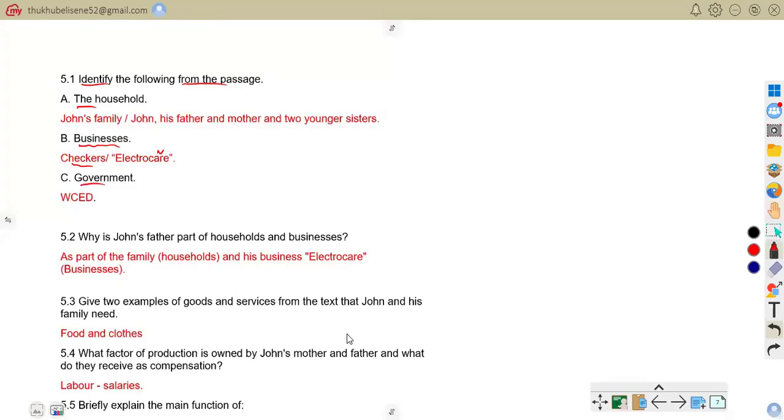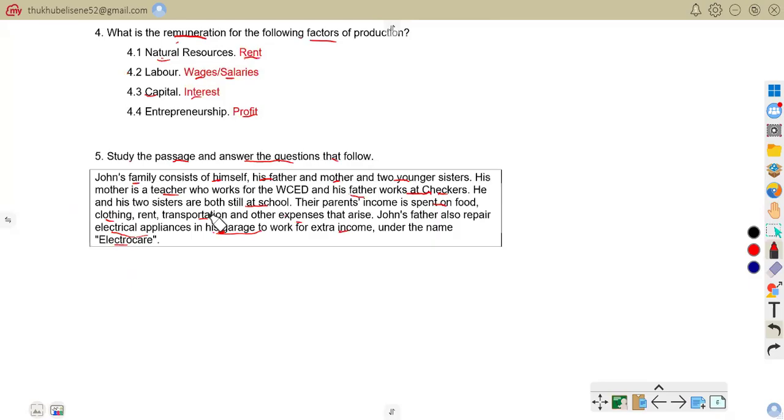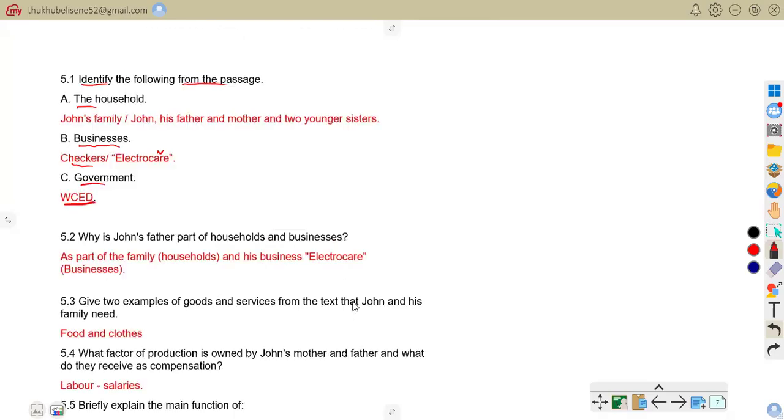So now government. As we're done with business, because business is Checkers and Electro Care that sell goods or services. But with government, we are talking about the WCED, which is a provincial government. As you can see here, I'm talking of the mother. Mother is a teacher who works for the WCED. So that is the government.